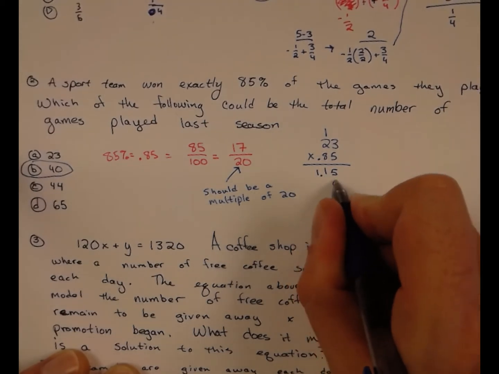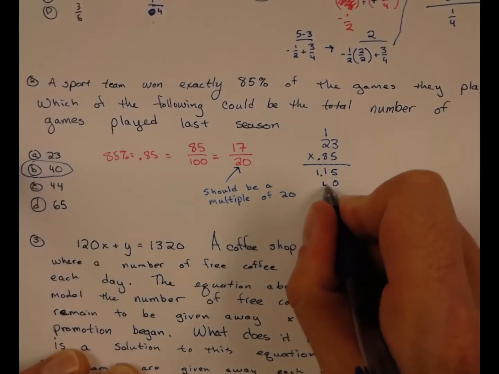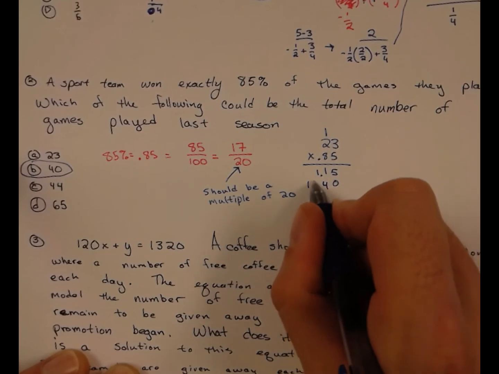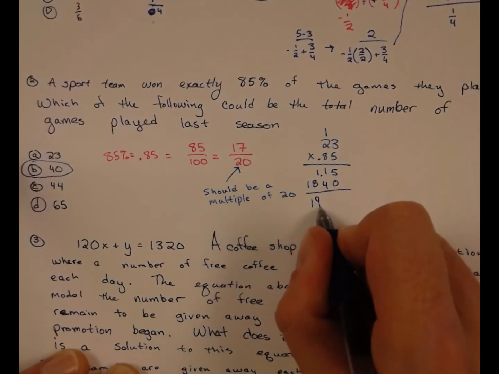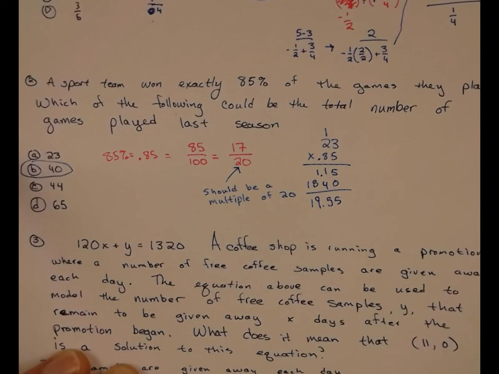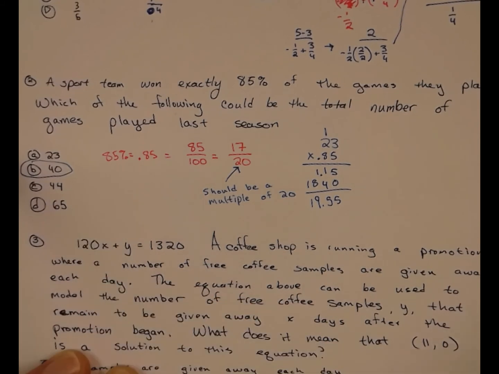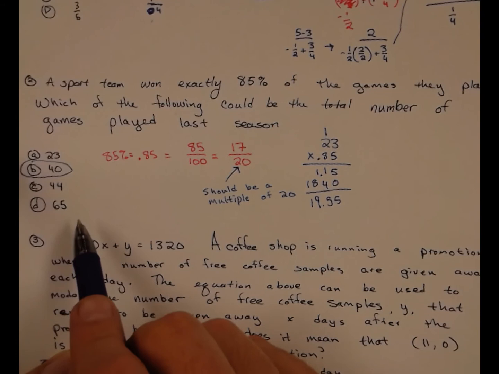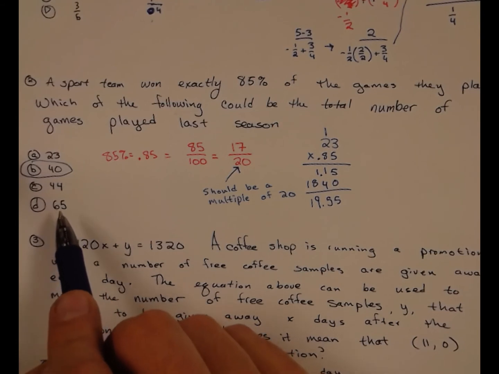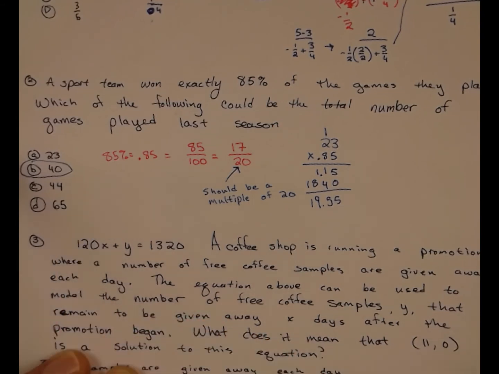Here's my decimal, 0, 4, carry the 2, 16, 18. Okay, so it was 19.55 when you multiply 23 times 0.85. And very similar, if you were to multiply 0.85 times 44, I would not get a whole number. If I multiplied 0.85 times 65, I do not get a whole number.